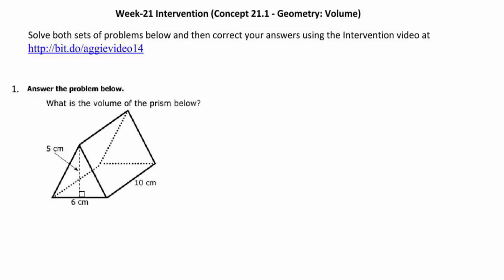One way to review how to do it is to go back and review the week 21 test along with the week 22 and the week 23 test, because there were volume problems like these on each of those tests. So let's jump in. Problem number 1, volume of the prism below.